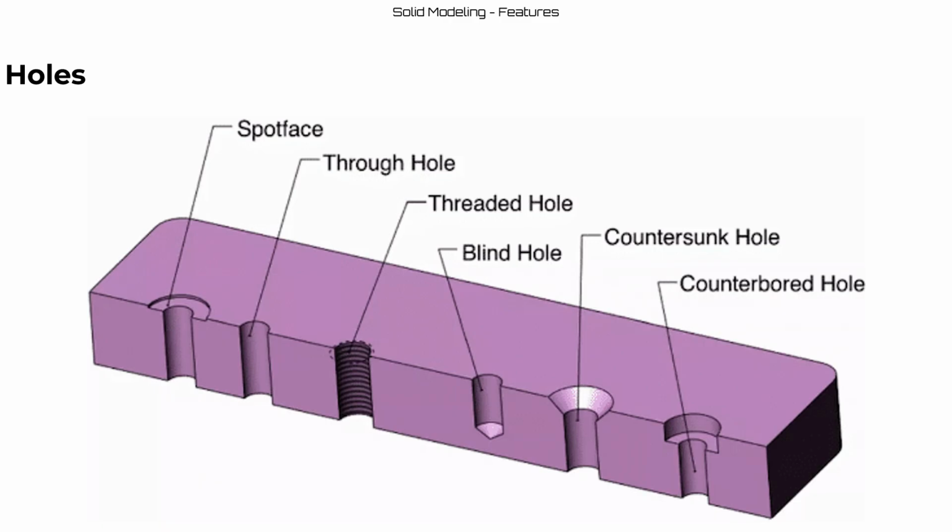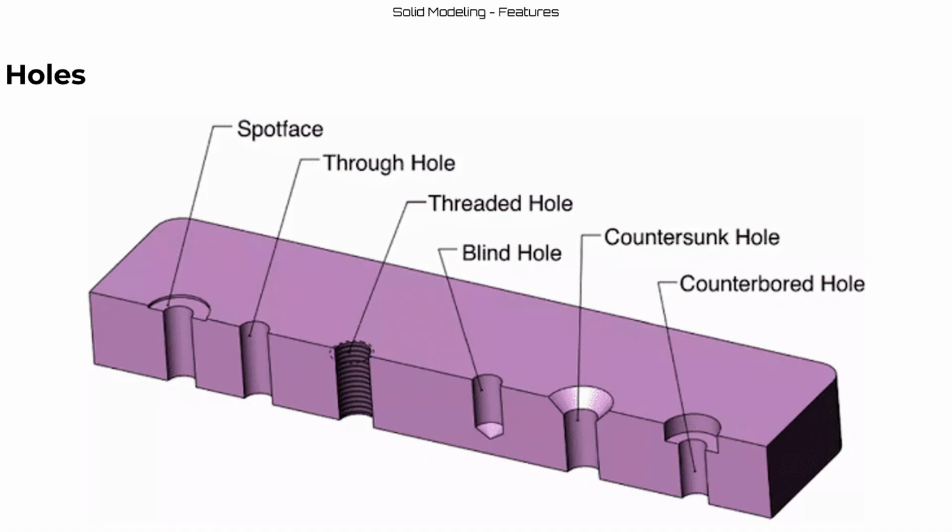Holes. There are 6 different types of holes. You have your spot face holes, which have a very small counterbore on them, usually used for hex nuts, I believe. Your through hole, which, as it says, goes all the way through. Threaded hole, which contains threads inside of it. Blind hole, which is a hole of a certain diameter that goes down a certain amount but doesn't go all the way through.